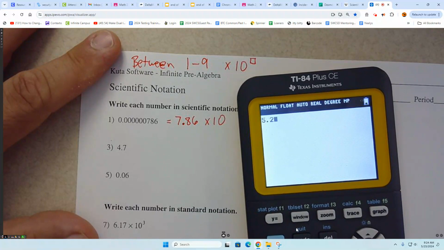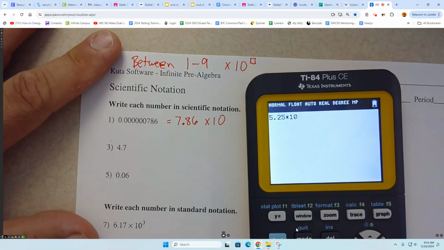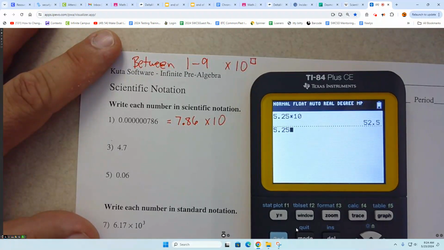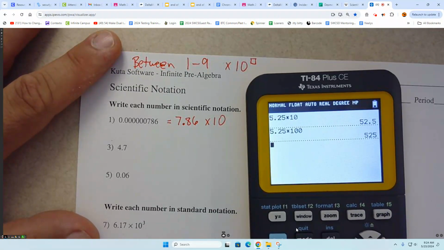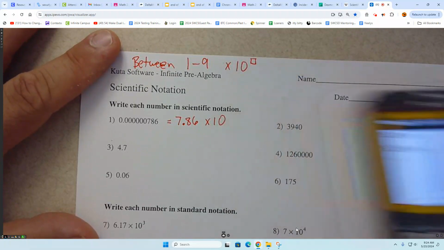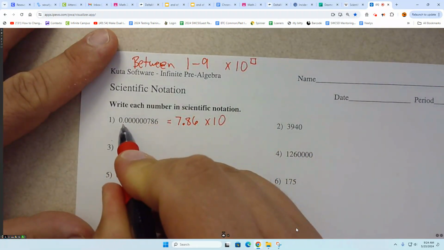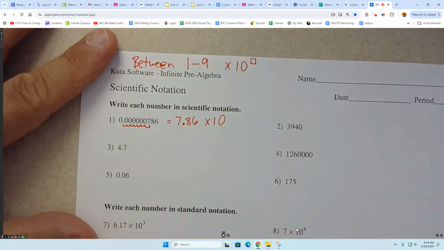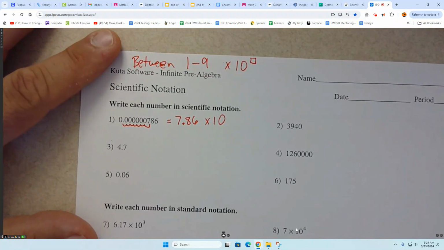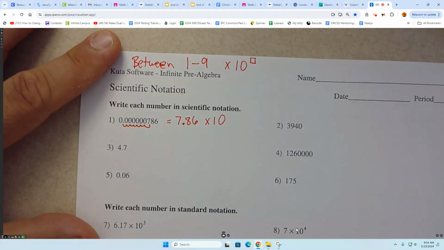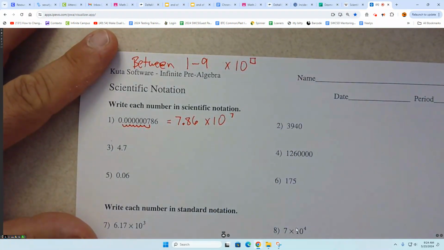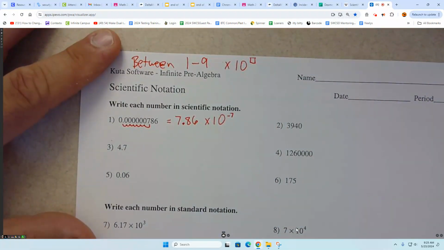So if I have 5.25, if I times that by 10, it moves it one decimal place. If I times it by 100, it moves it 2 spaces. If I times it by 1,000, it moves it 3 spaces. This got moved 1, 2, 3, 4, 5, 6, 7 spaces. So we're going to write a 7 up here, but it's a small number, so we're going to put it as a negative, which means that it was a decimal.